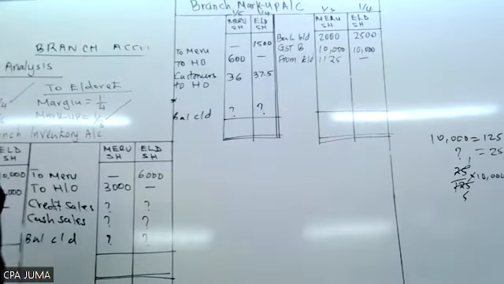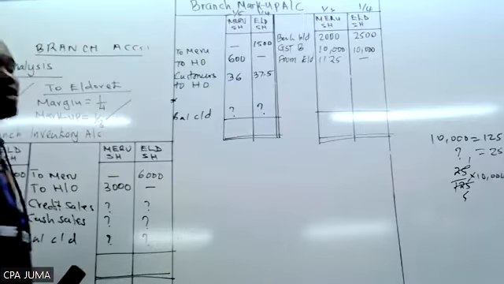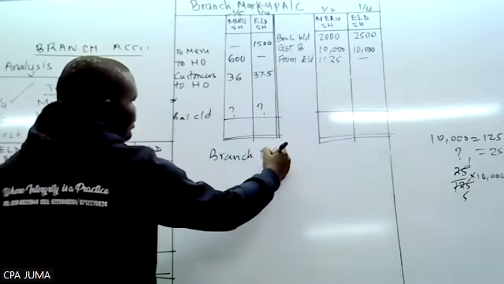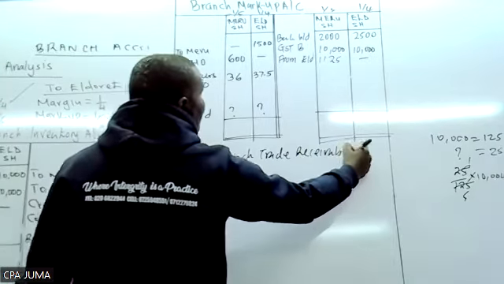Let's go to the next required. What was the next required? Branch. So branch, trade receivables.